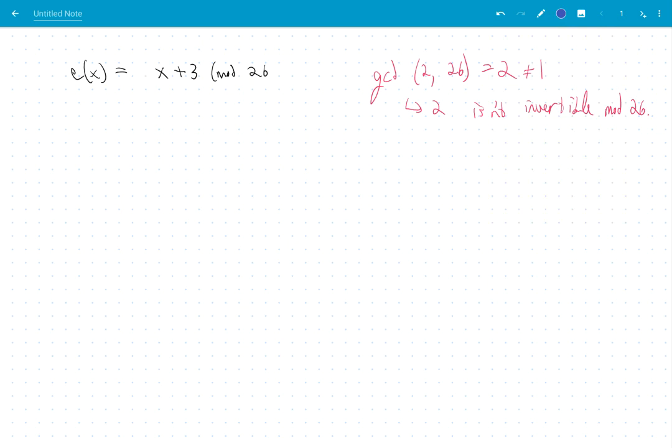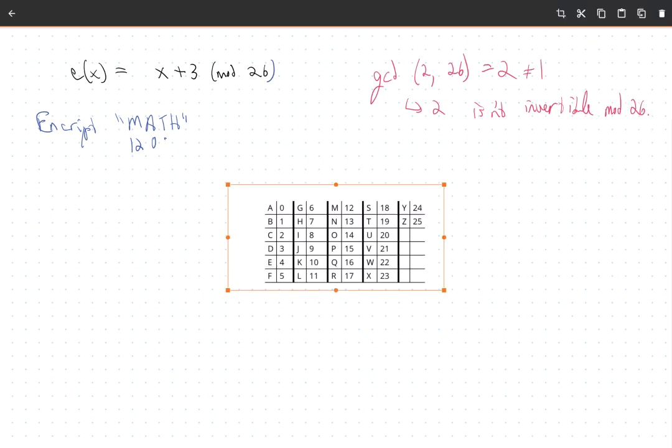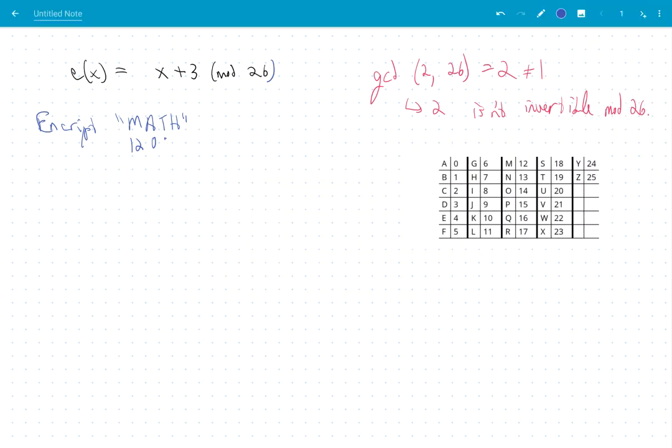Well, what does that actually give me? Let's pretend that I encrypted the following. I encrypt, or encipher, math, M-A-T-H. That corresponds to the numbers 12, 0, T was 19 and H was 7. Okay, so I'm encrypting those numbers.